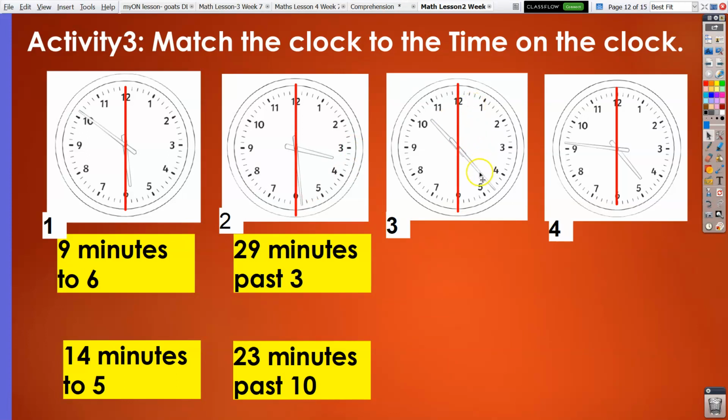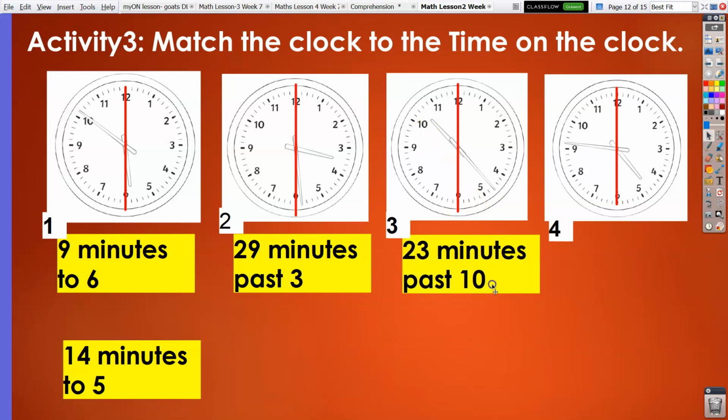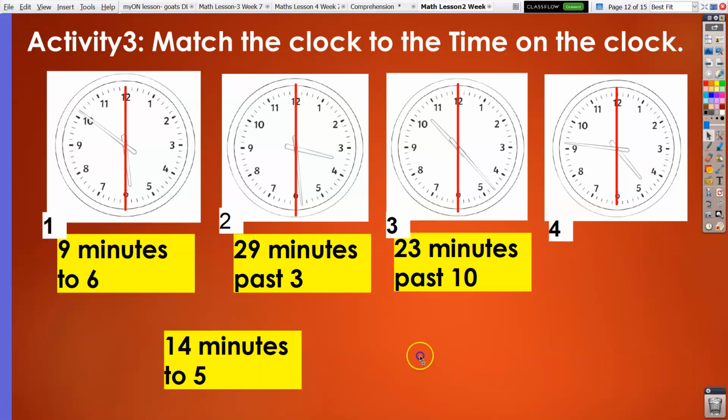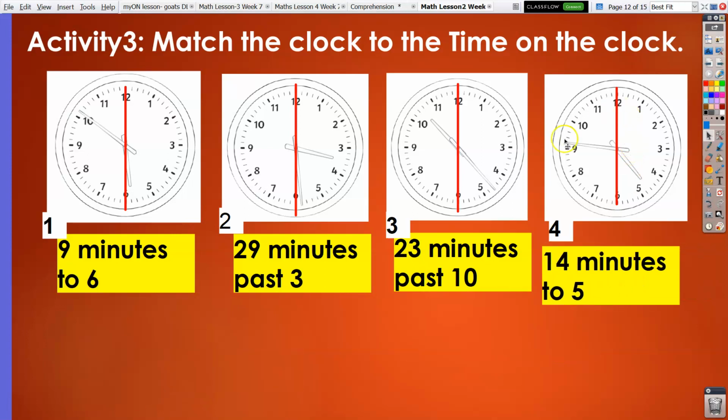Again, for clock number 3, it's on the past side. 5, 10, 15, 20, 21, 22, 23 minutes past 10. And finally, for the next clock, it's on the left side. 5, 10, 11, 12, 13, 14. 14 minutes to 5. I hope you have learned something today.